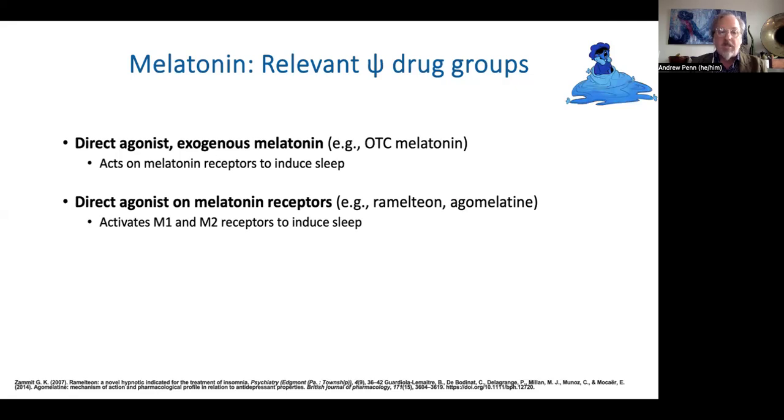There are some drugs that work on that. Obviously, over-the-counter melatonin is going to act on those. And we have prescription agonists such as ramelteon. There's also an antidepressant available in Europe, one of whose mechanisms of action is as an MT1 and MT2 receptor agonist. So by hitting those melatonin receptors, it helps people fall asleep. So that's all on the monoamines.